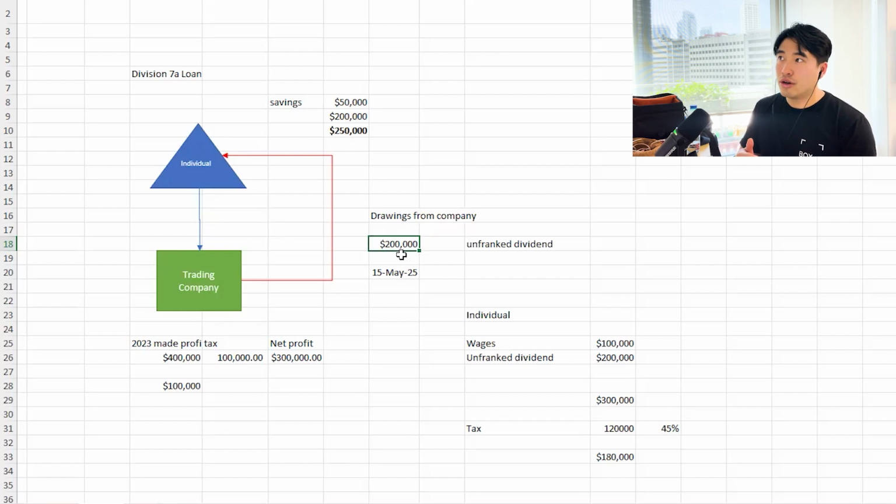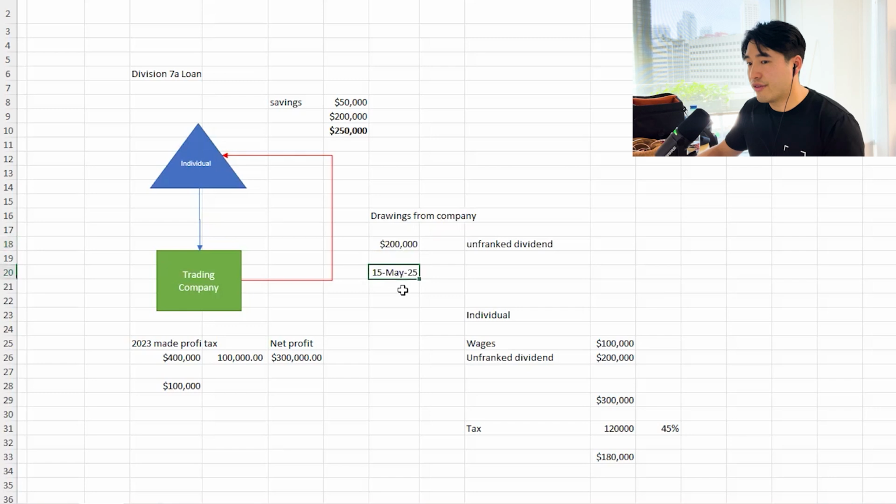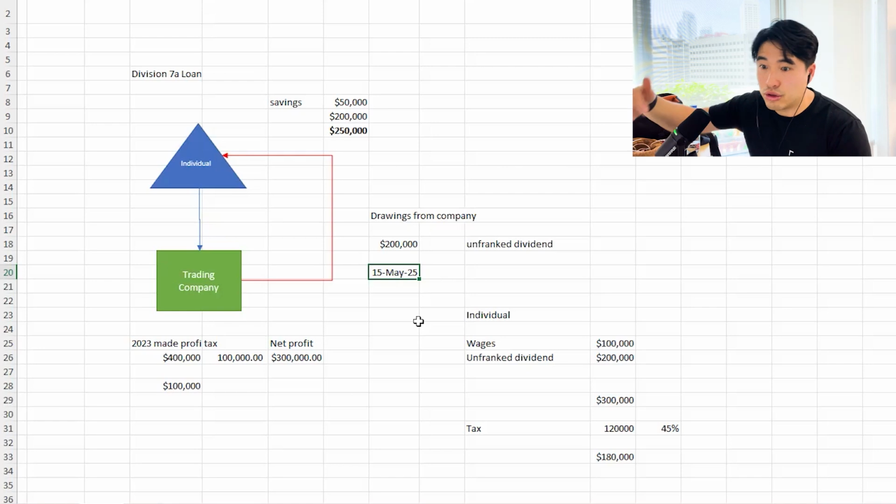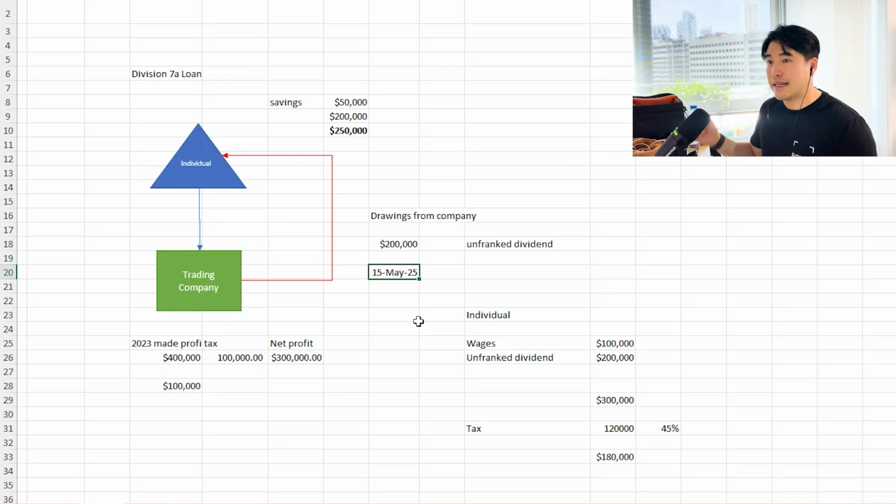The ATO would not do anything for the first or second year because you actually have time to rectify the issue: you can pay back the $200,000 before 15th of May 2025. And the problem is they don't actually know the problem exists until 2026 when you lodge your 2025 tax return. That's where so many people get caught out, and that's where the ATO can create havoc for the client.